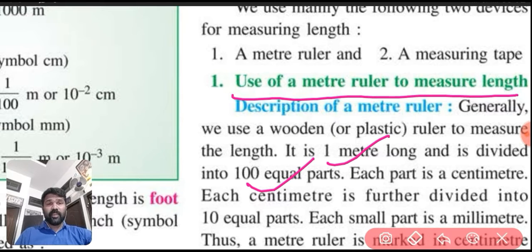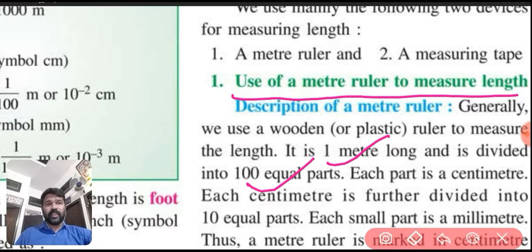Mainly we are using a 1 meter scale or 1 meter ruler. You have small scales, 15 centimeter and 30 centimeter, but mainly for garments and all we use the 1 meter long measuring ruler, that is the meter ruler. In that, 1 meter is divided into 100 equal parts.